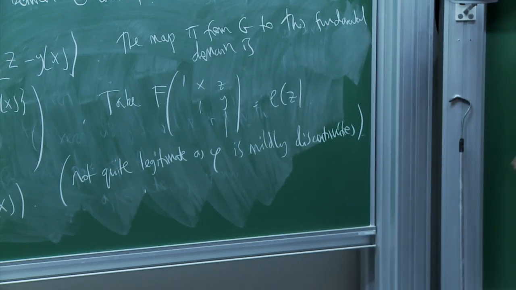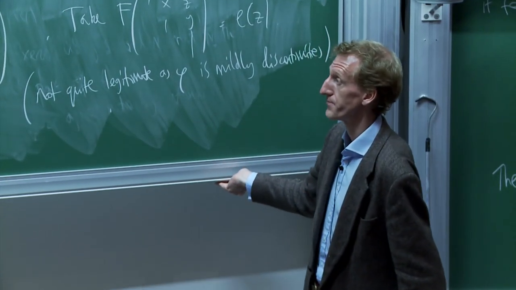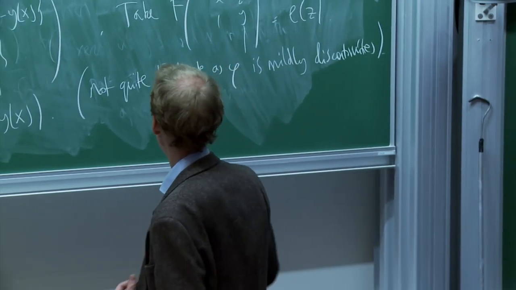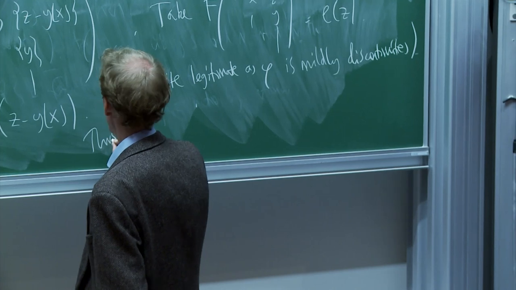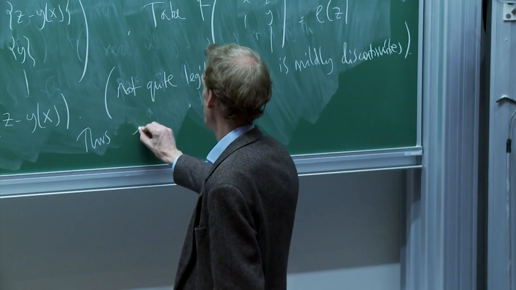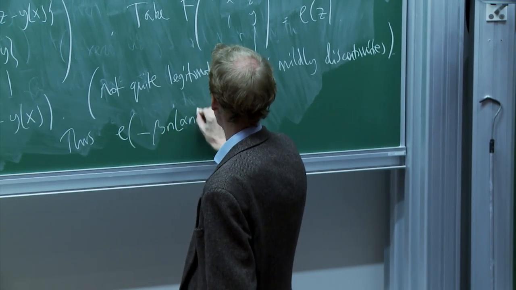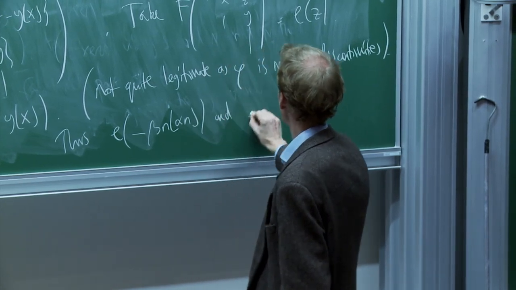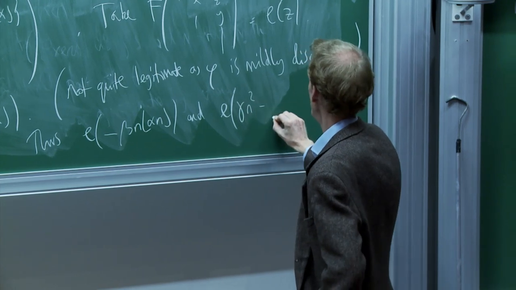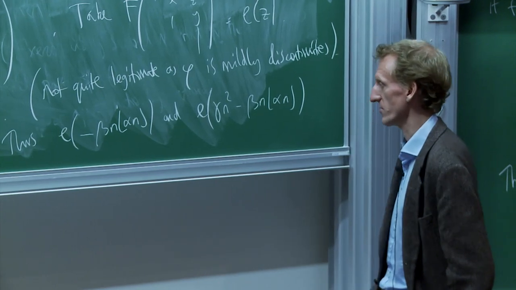So that's what an automorphic function kind of looks like. And then to get a nilsequence, well, I could just apply that automorphic function to a polynomial. So what would be some examples? e(-βn⌊αn⌋) and e(γn² - β n⌊αn⌋) are examples of nilsequences.